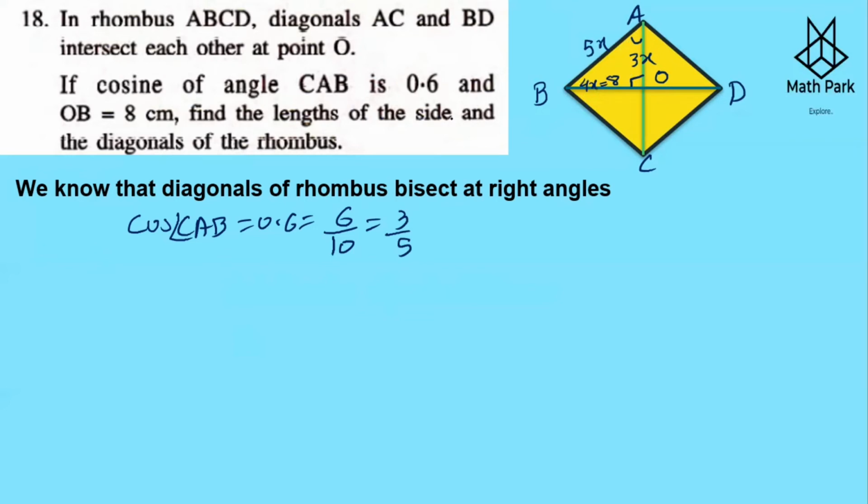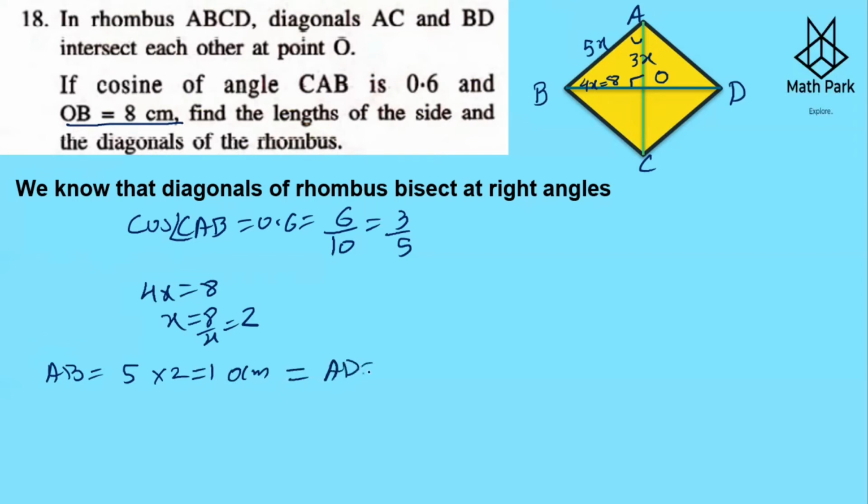Then you are asked to find the length of the side. So the length of the side is 5x. So first of all, since OB is given as 8 centimeters, OB is 4x is equal to 8. You get x is equal to 8 upon 4, which is 2. Then the side, that is AB is equal to 5x, that is 5 times 2, which is 10 centimeters. So all the sides of the rhombus, AB is equal to AD is equal to BC is equal to CD, all the sides we get as 10 centimeters.